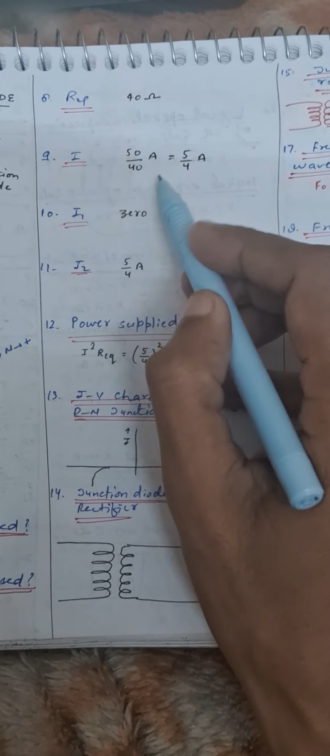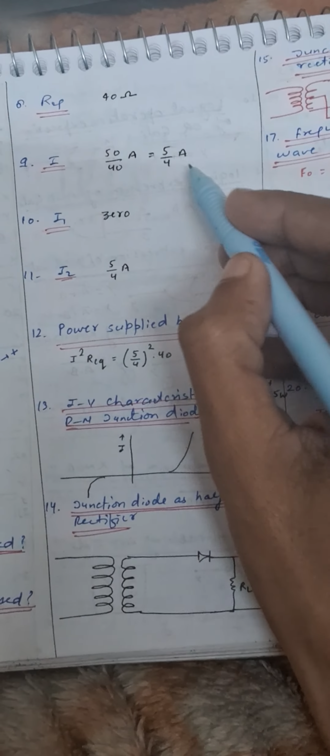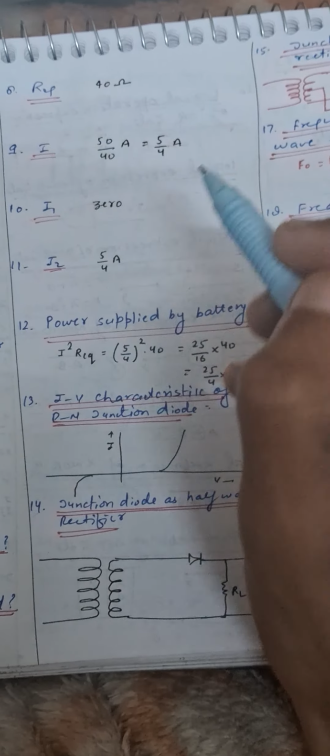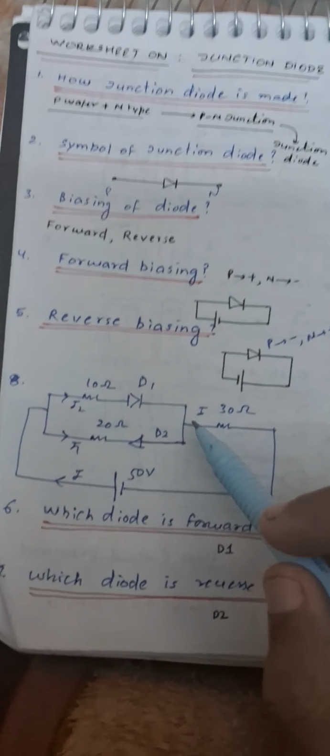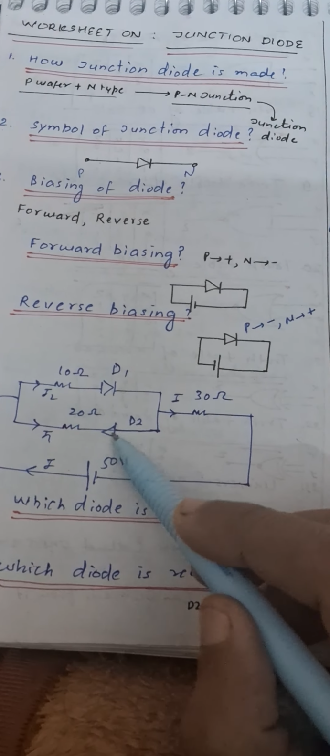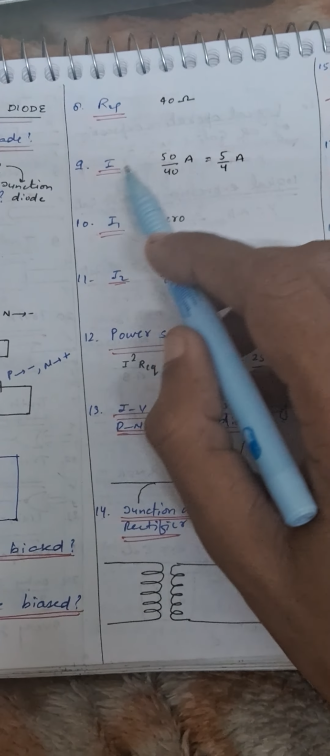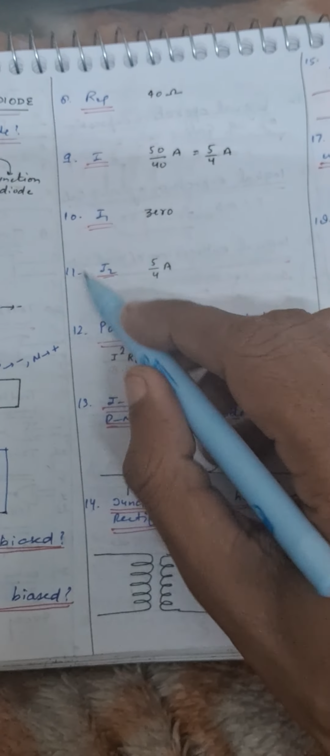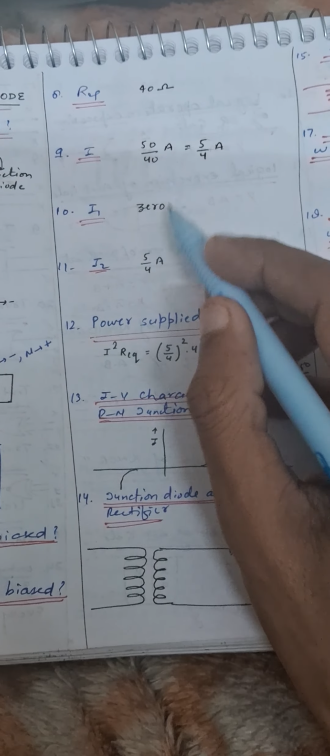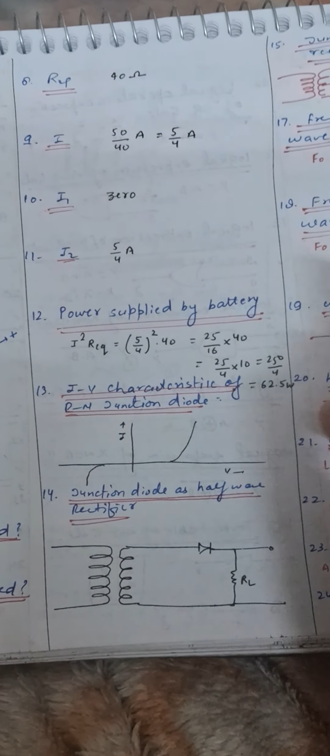Next is current in the circuit. Current is V by R. Voltage here is 50 volt, resistance is 40 ohms, so that is 5 by 4 ampere. Next is current through I1. This will be an open circuit, so no current will flow through this. So I1 will be 0 here. Next is I2. The entire current will flow through I2, so I2 will be 5 by 4 ampere here.